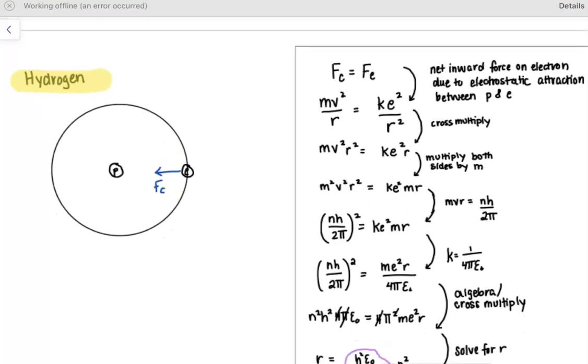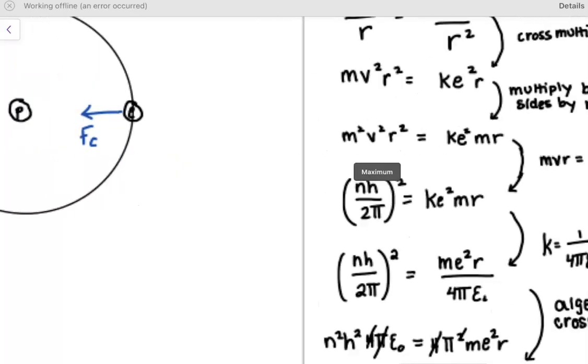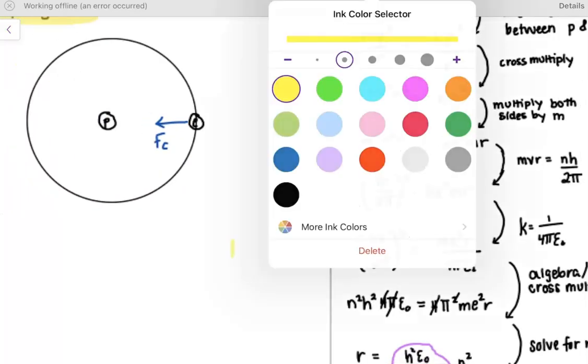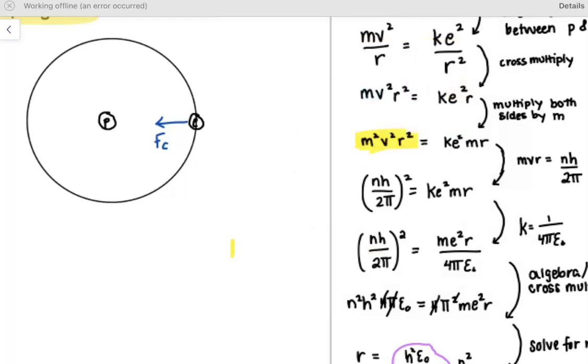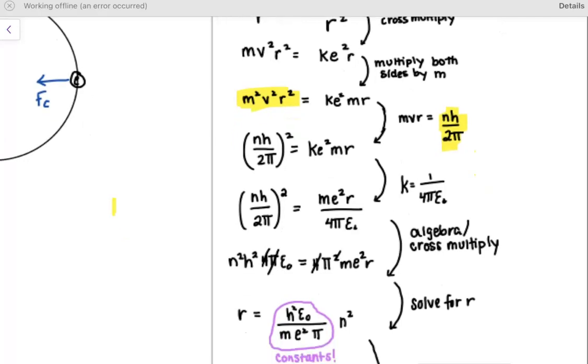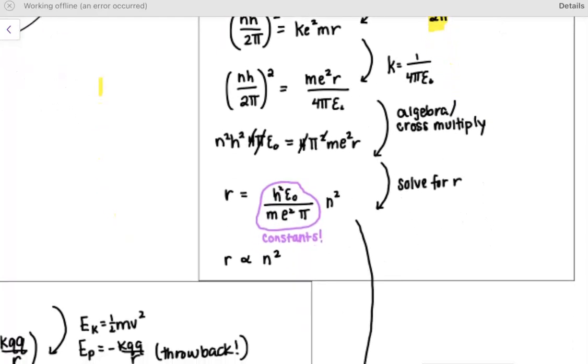Okay, so again, they do this. They rearrange to where, hey, look, we have mvr, or the square of mvr right here. We just came up with mvr is equal to nh over 2 pi. They plug that in, and they end up with r is proportional to n squared, because everything inside of this little purple circle is a constant.